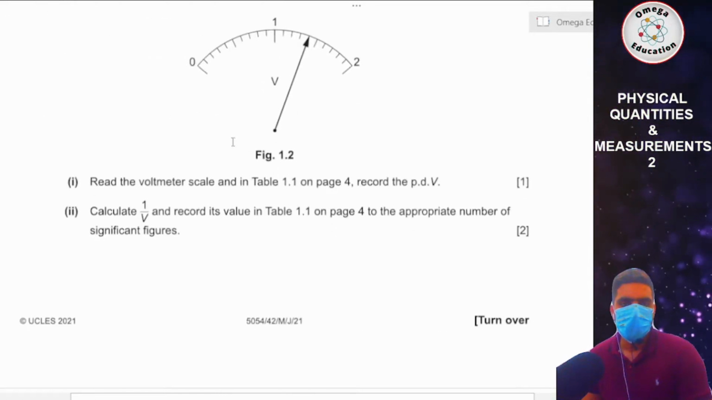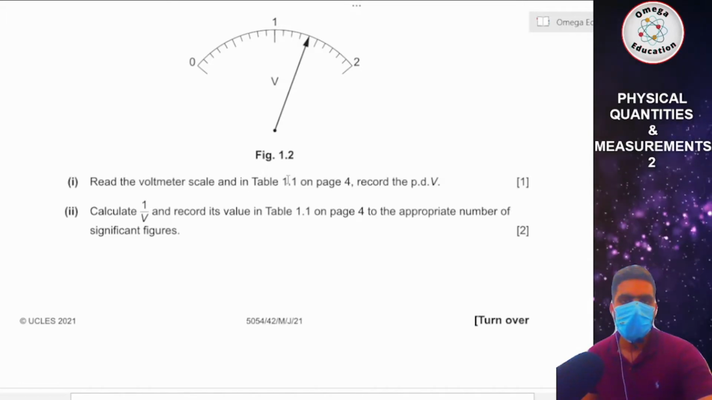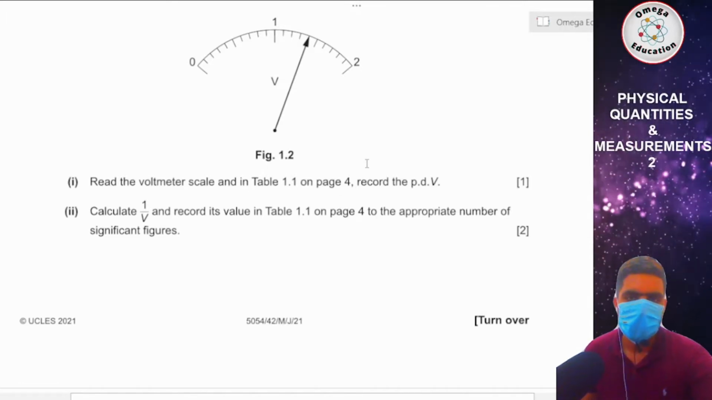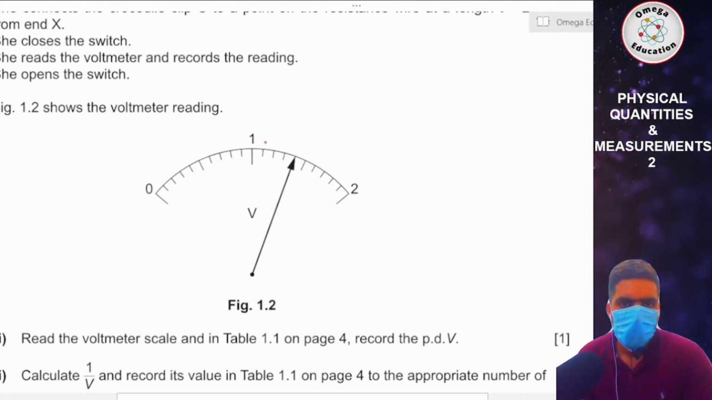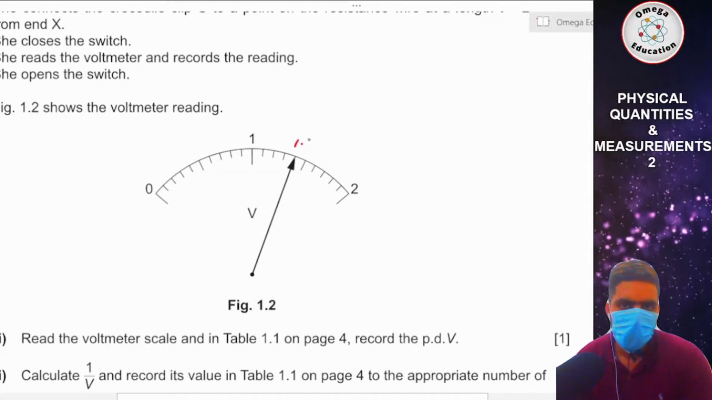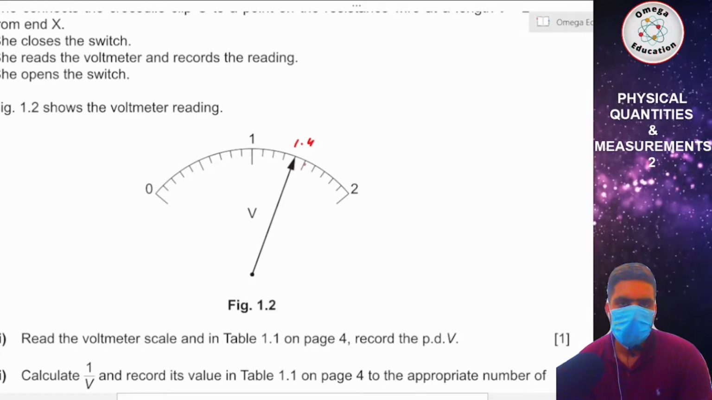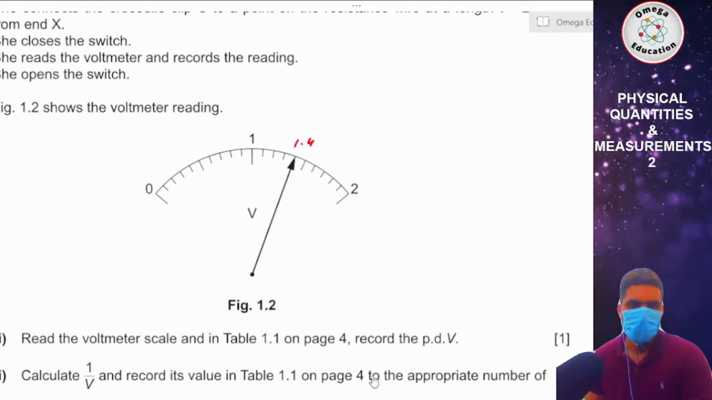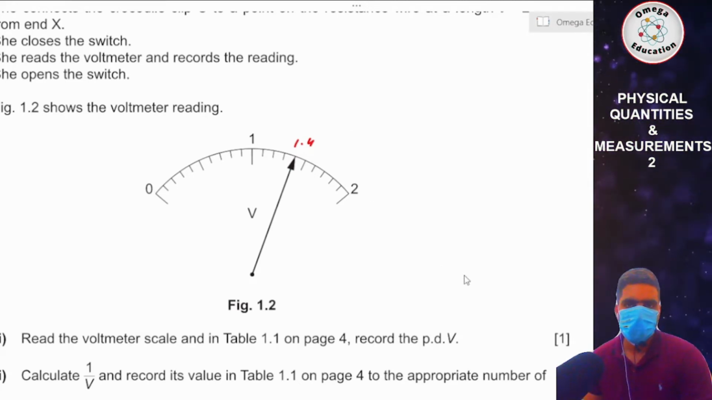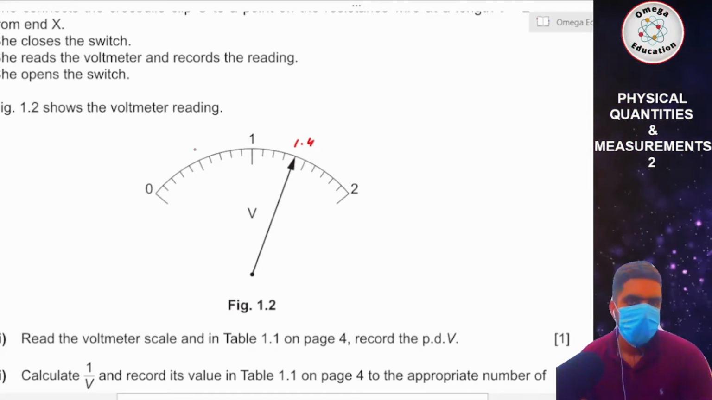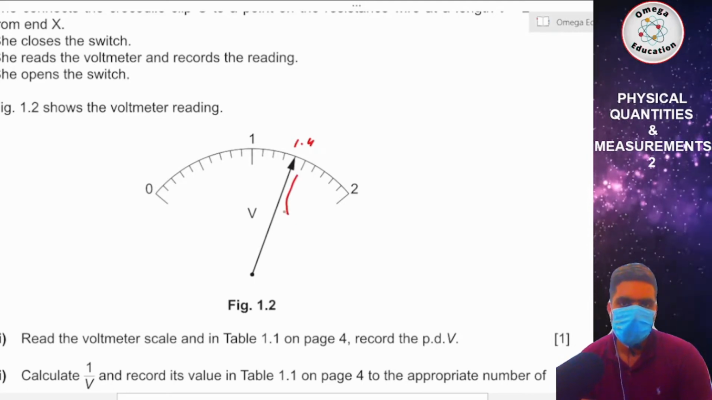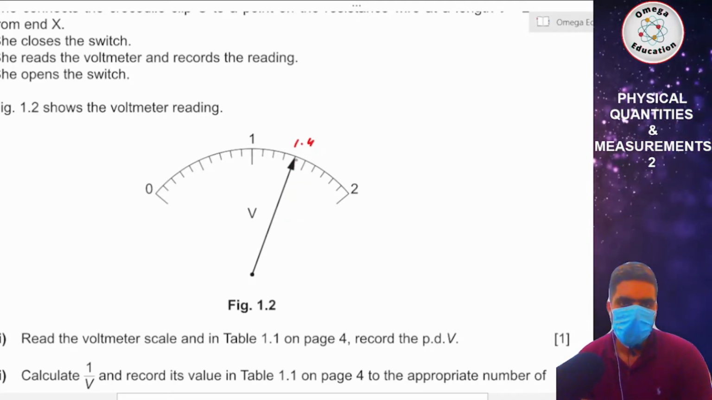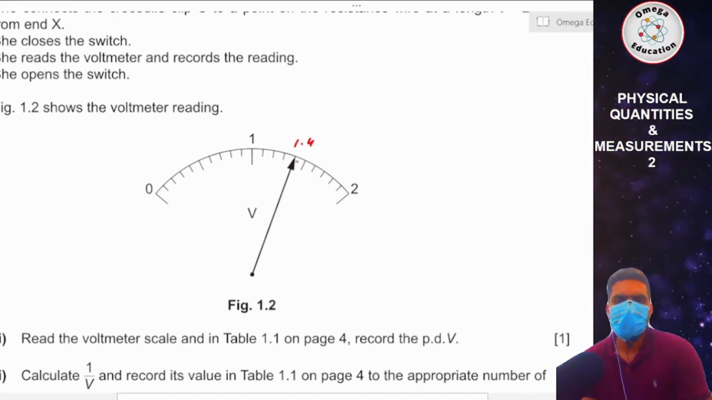Then there's the voltmeter reading as well. Read the voltmeter scale in table 1.1 on page 4, record the potential difference. And it should be pretty much simple. From 1 to 2 we have 10 divisions. In the middle of 1 and 2 we have 1.5. So this little longer line is representing 1.5, and we have one line behind 1.5, so that means 1.4.